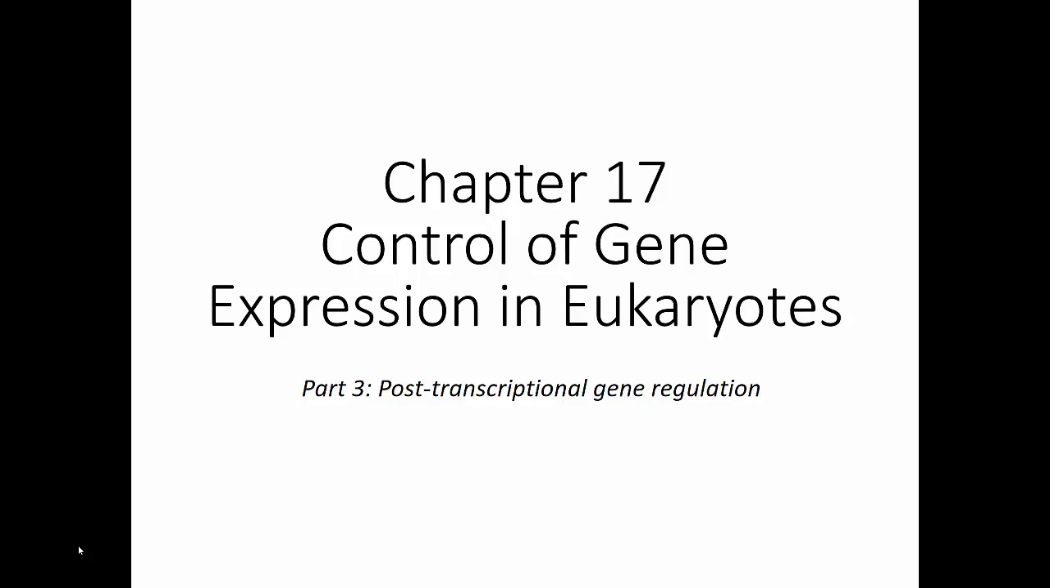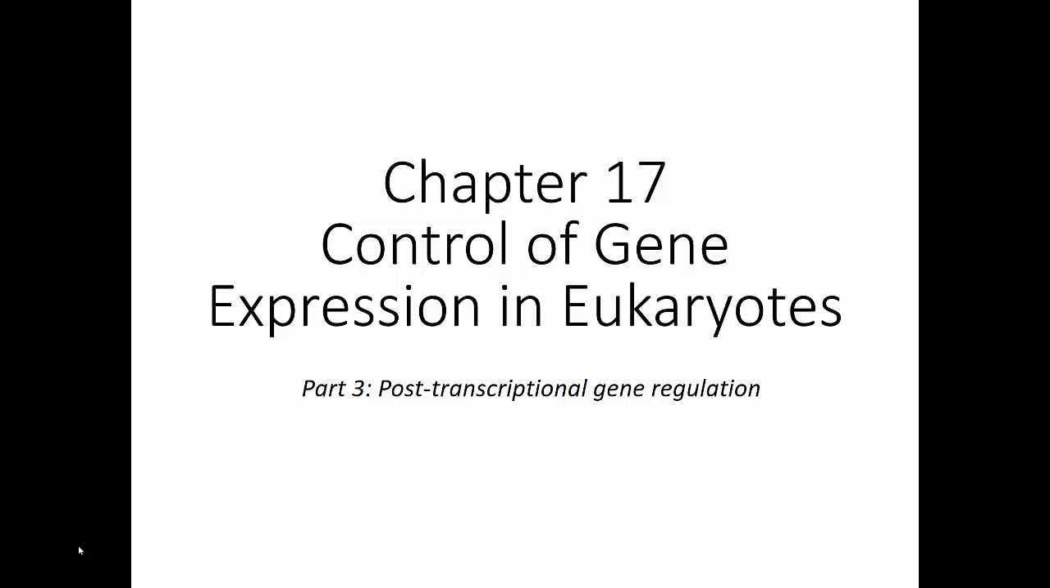This is the third video on control of gene expression in eukaryotes. The first part was on epigenetic marks that can be put on the DNA that regulate whether a particular gene is transcribed or not. And this would involve marks that are put on the histones and also marks that are put on the DNA itself. Then the second part was the example of the GAL system.